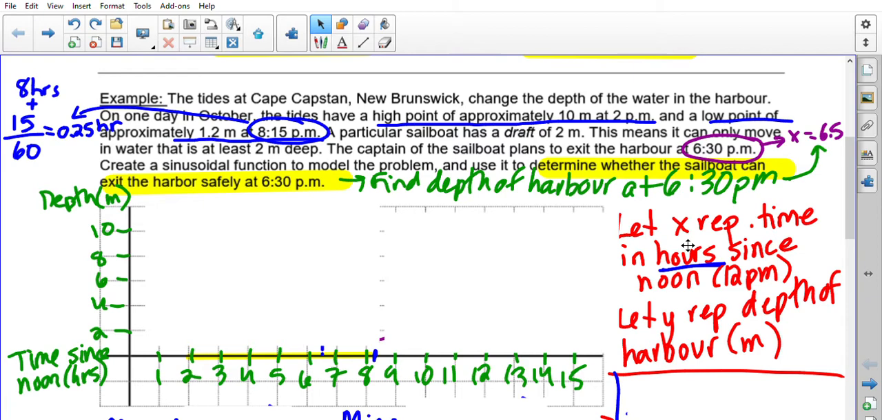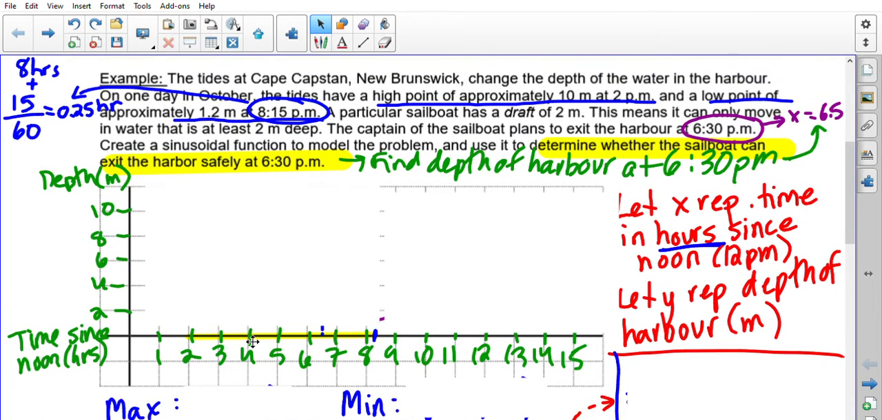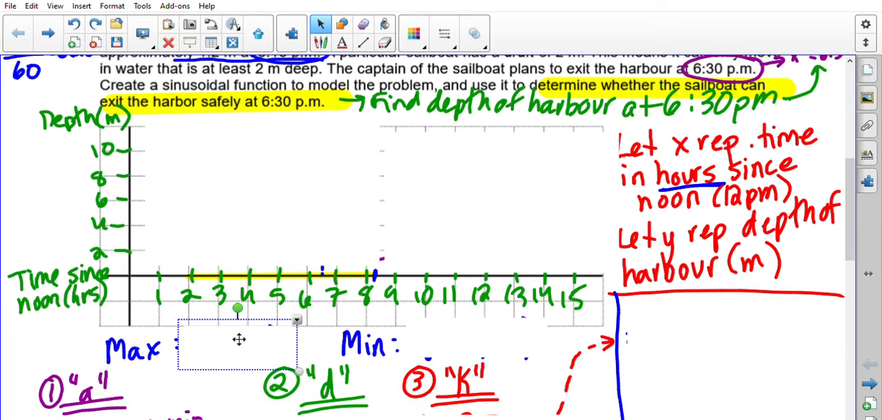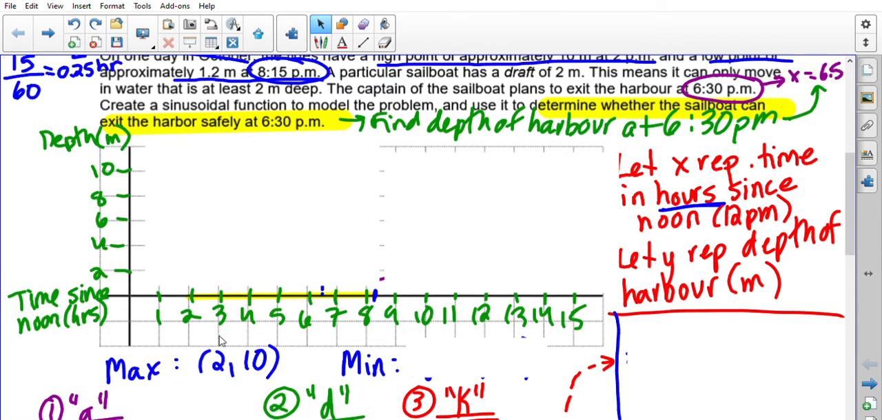All right, so based on this, what information did they give us? So we know the max. They said a high point of 10 meters at 2 p.m. So remember, the time is the x-coordinate. So 2 p.m. is how many hours since noon? That is 2 hours. So the max point is going to be 2 hours since noon, comma 10 for meters.